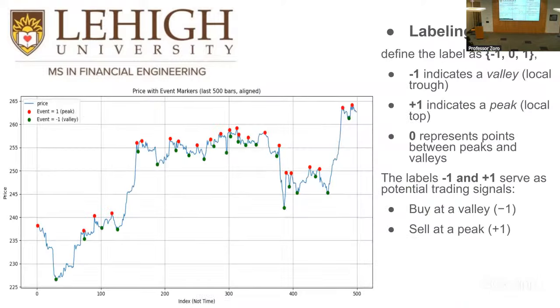So for the labeling, we wouldn't want to predict just the price of the stock, but we would want to predict the signal. So we define a label whereby -1 represents a valley, +1 represents a peak, and 0 represents in between the peaks and the valleys. These signals are not only serving as normal signals, but they are also helping you show a trading signal as to when to buy and when to sell. Xenia will take us through each of the models and what we've achieved so far.